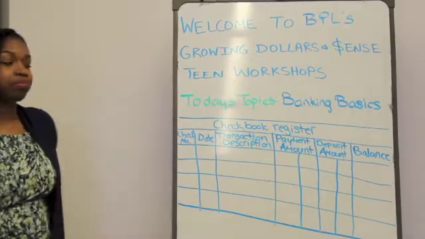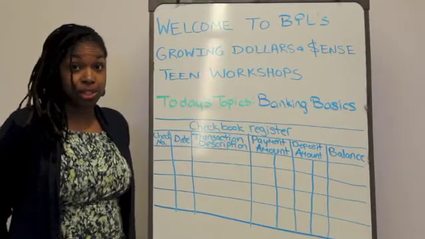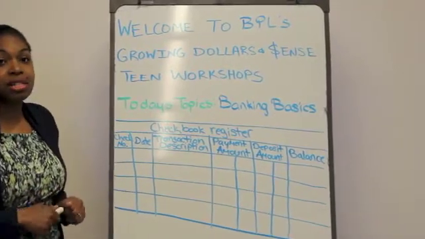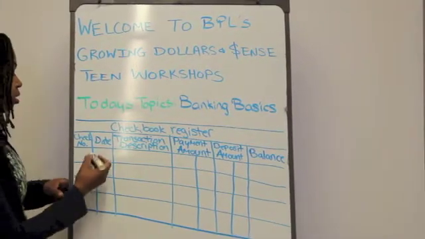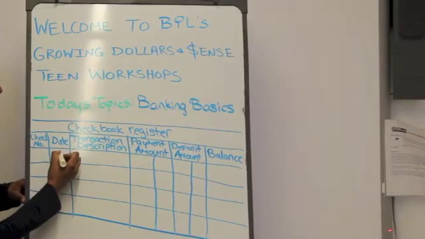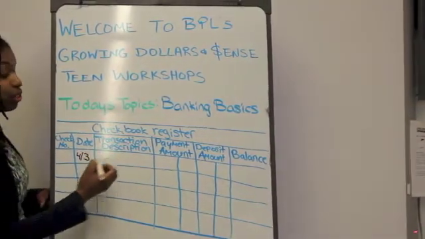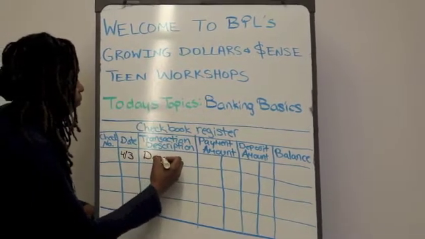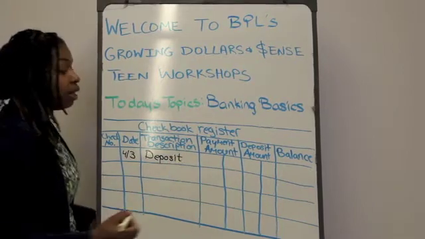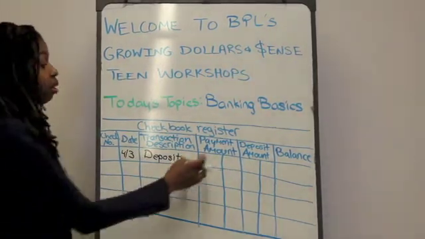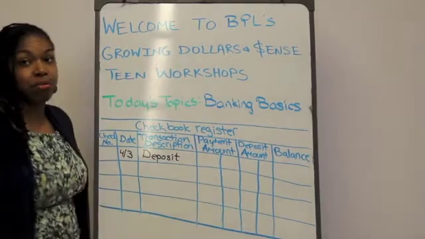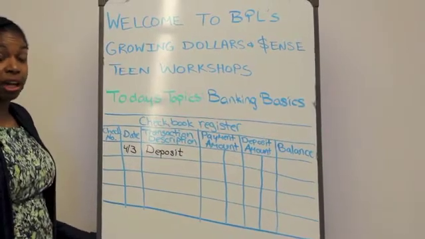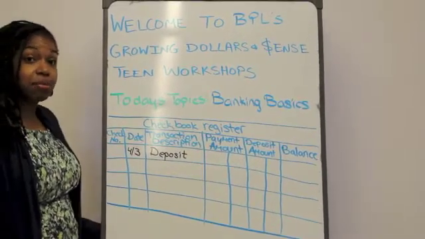So let's get started. Before we record the checks that we just wrote, let's make a deposit into our account. We can start with a deposit of, say, $400. So we'll put the date that we're making the deposit. For transaction description, we're going to write deposit. Then we have two choices, the payment amount category or the deposit amount category. Now, where should we record the $400 that we're going to deposit into our account? That's right, in the deposit amount category.